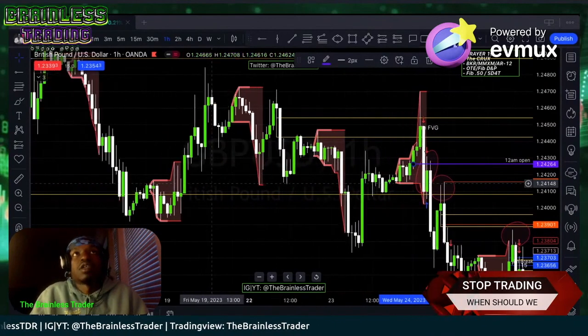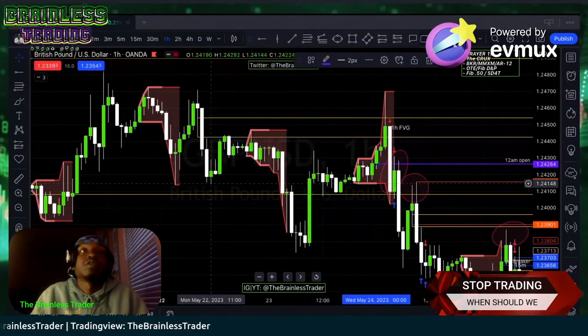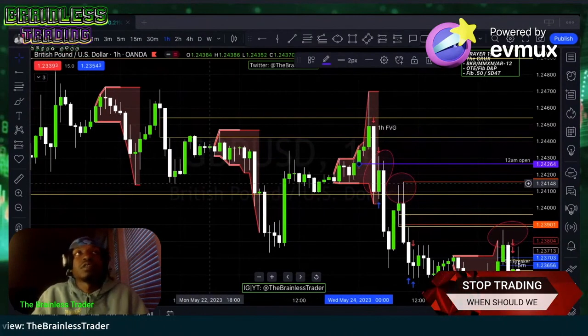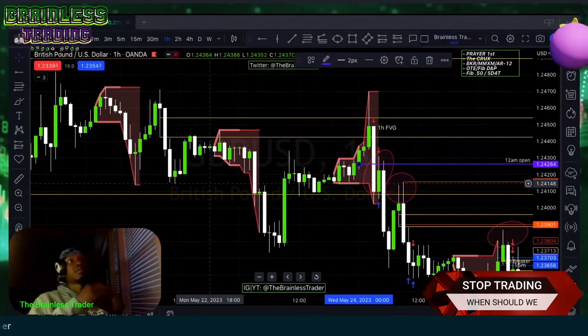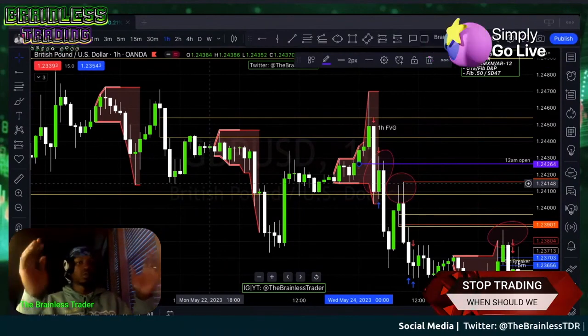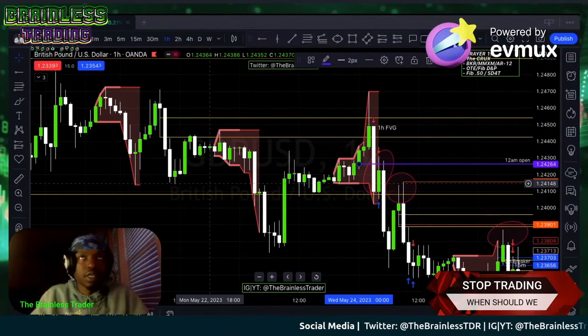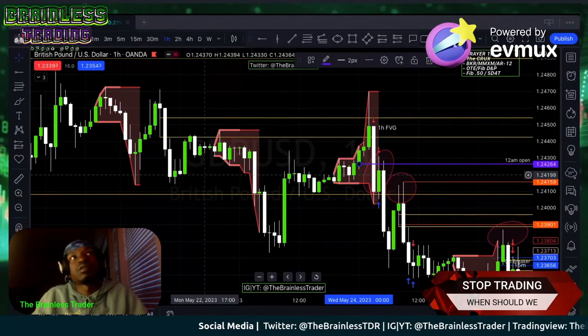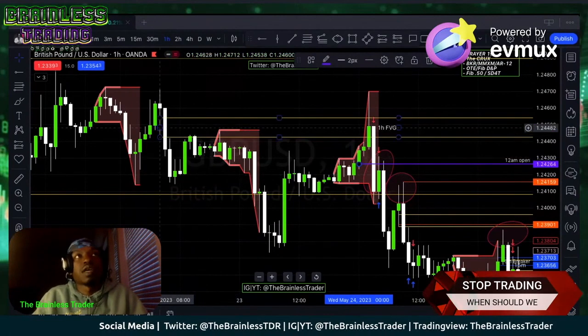Okay, you're looking for a run on liquidity into what? A PD array. So let's say a fair value gap. It could be an order block. It could be a fair value gap and an order block. It could be a breaker. It could be anything. Okay, you just want to see how price is going to respond to that PD array.